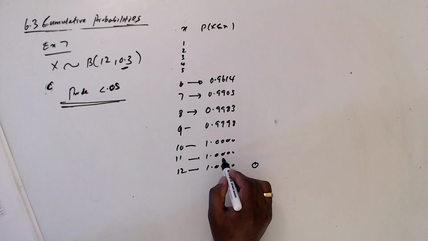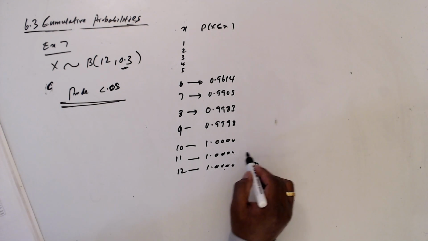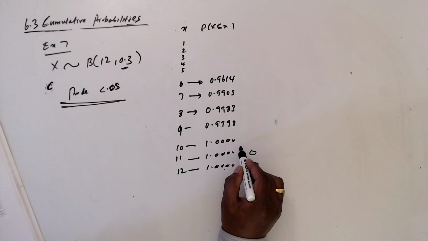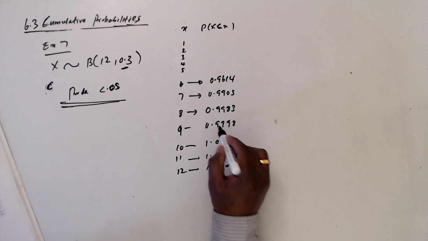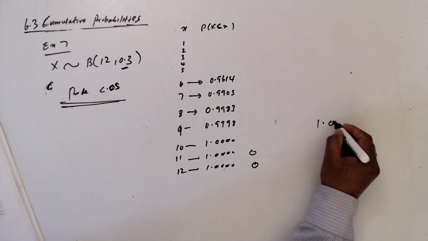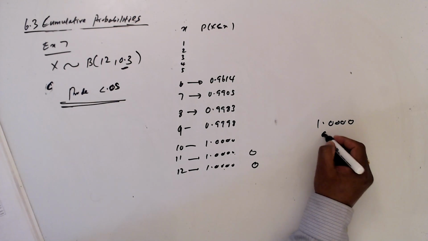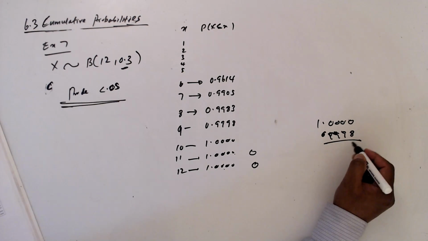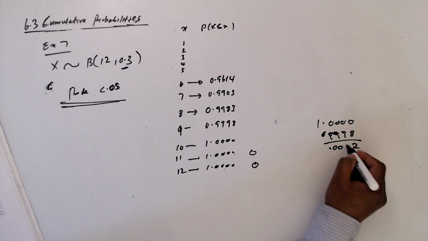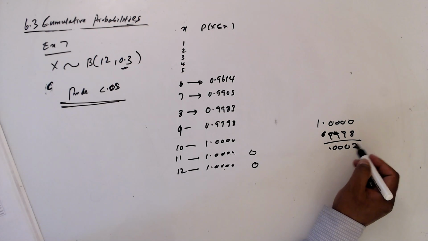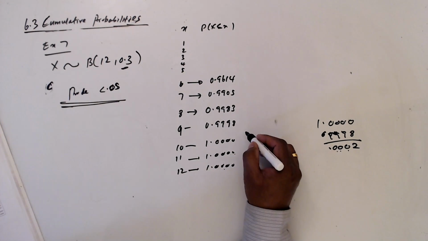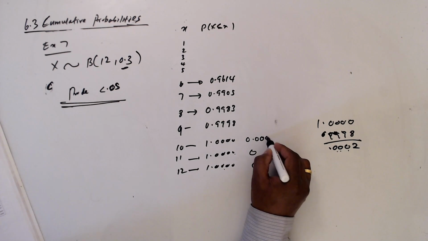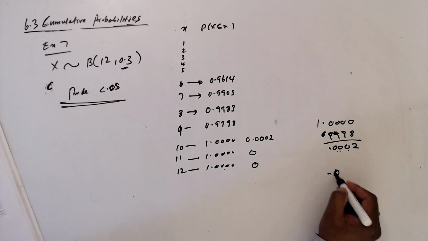And getting 11 is also impossible. 1 minus 1 is 0. Getting 10 is 1 minus 0.9998. So basically that is going to be 0.0002. So getting 10 is 0.0002. So our value should be what?